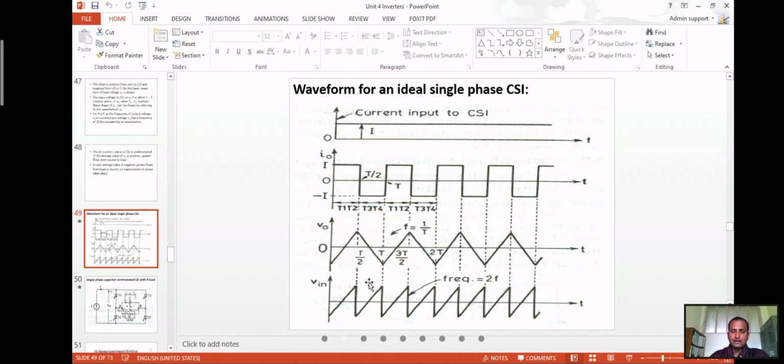Now I just want to ask you this question: why is the input voltage frequency equal to 2f? Please try to see this. By seeing this diagram, we can find out that the input frequency is equal to 2f.